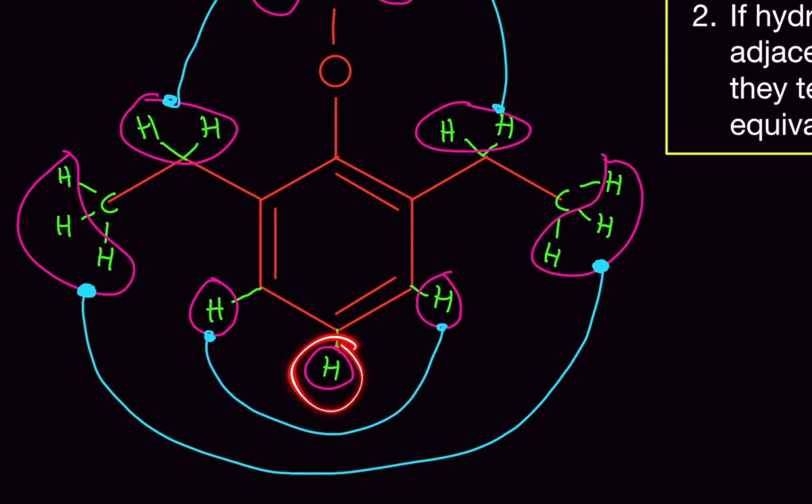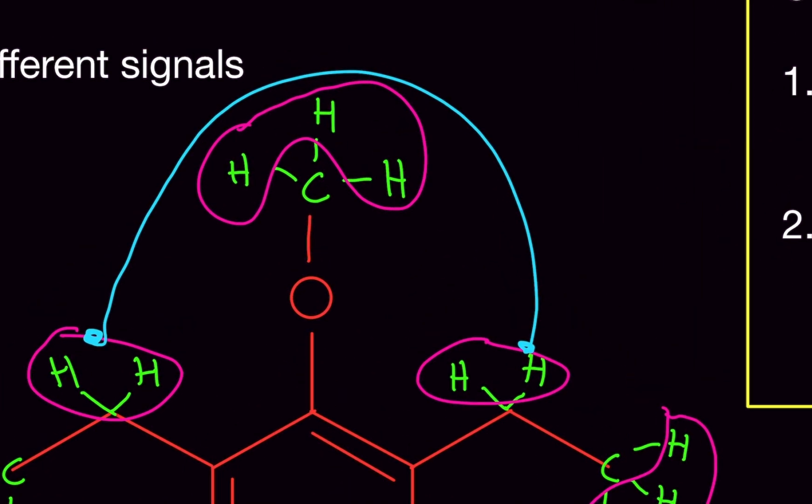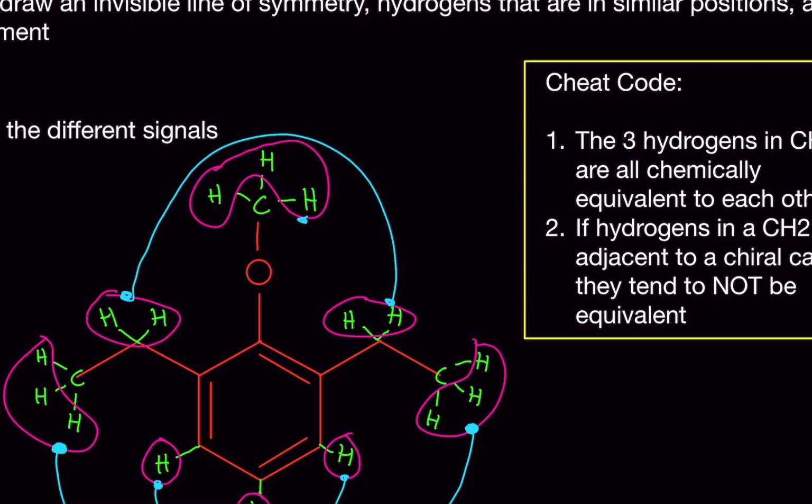This hydrogen is not symmetrical with anything. It's not symmetrical with this methyl group. They're not the same group. So this is going to be alone. This is going to be alone. And these hydrogens are not symmetrical with anything, so they're going to be alone as well.